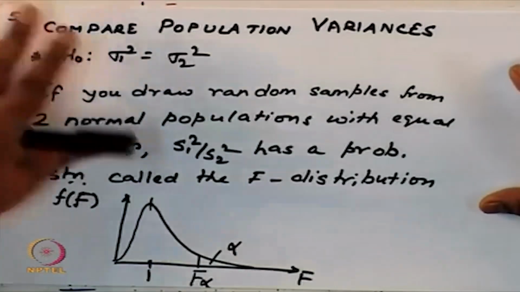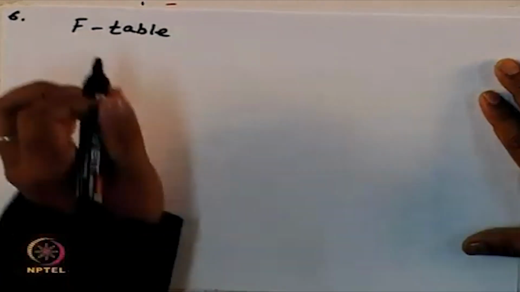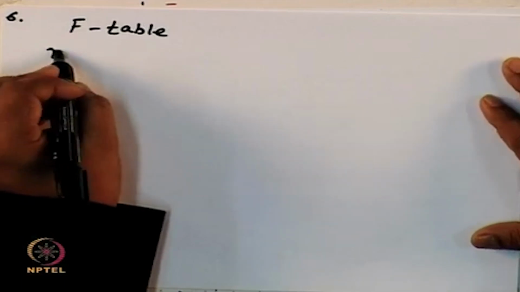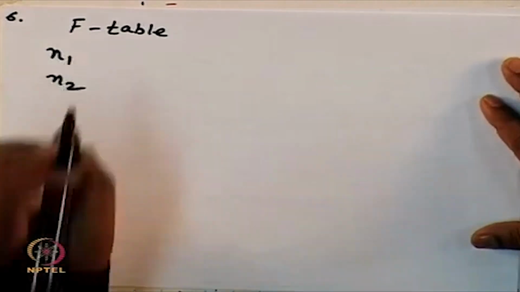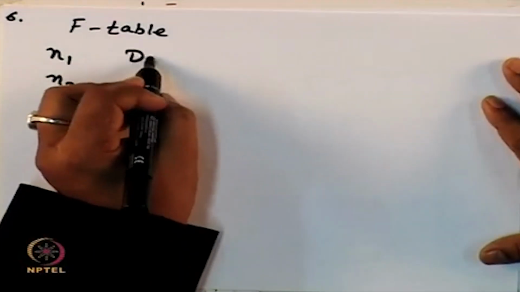So, how does an F table look? In an F table, you have two parameters. You have drawn samples with sample sizes of n1 and n2, so you have 2 degrees of freedom.